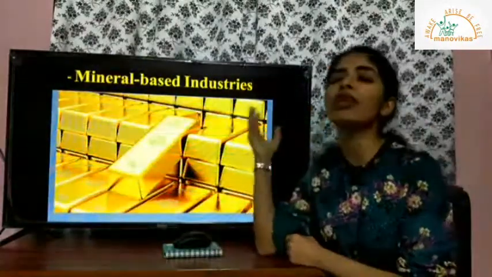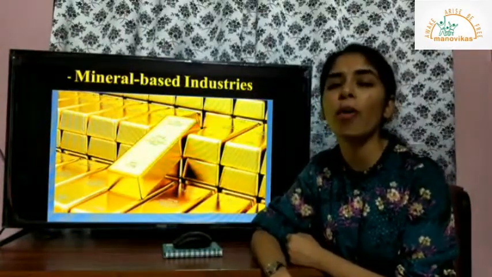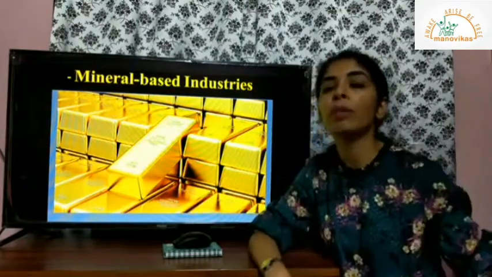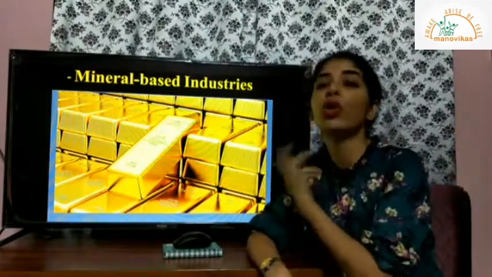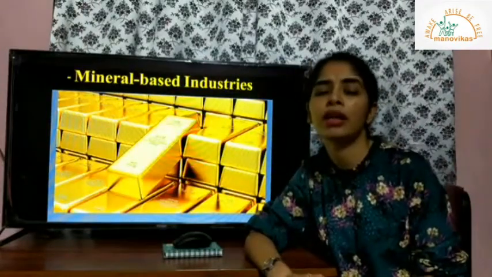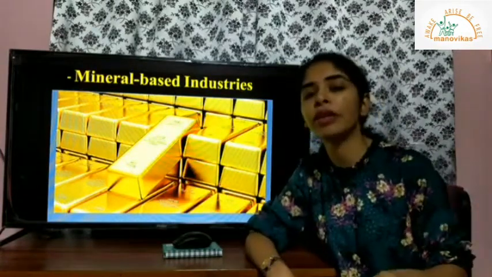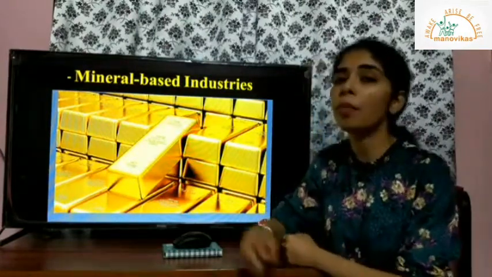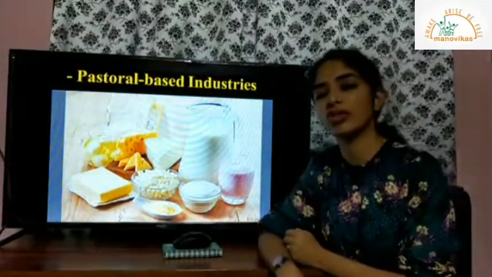Then we have mineral-based industries. These are the industries that derive their raw material from mining. Okay, for example, the gold industry. Without mining of gold from the ores or from the earth, pure gold cannot be derived. So this is dependent on mining. Okay, then production of aluminium goods requires extraction of aluminium from the earth, from bauxite rocks, and that's again a mineral-based industry.